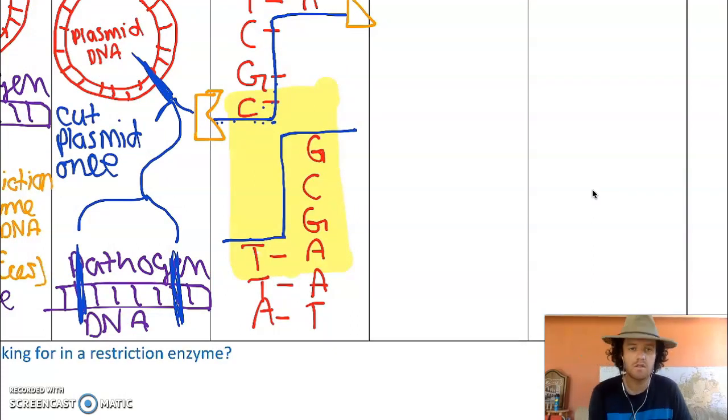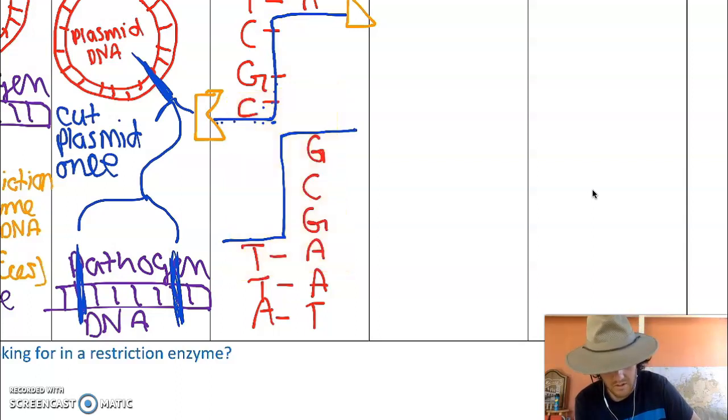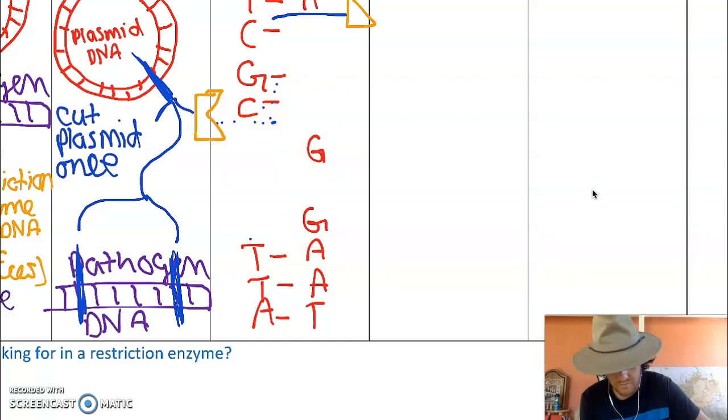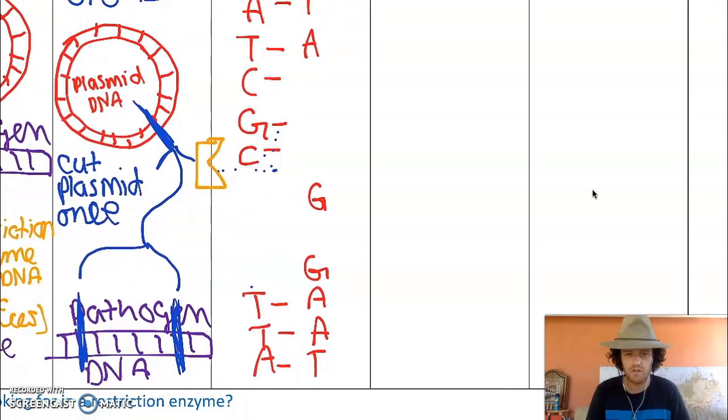So you can see now that once this has been treated with a restriction enzyme, I now have two independent strands of DNA. And you should also notice, oops, I think I accidentally erased a letter in that process.